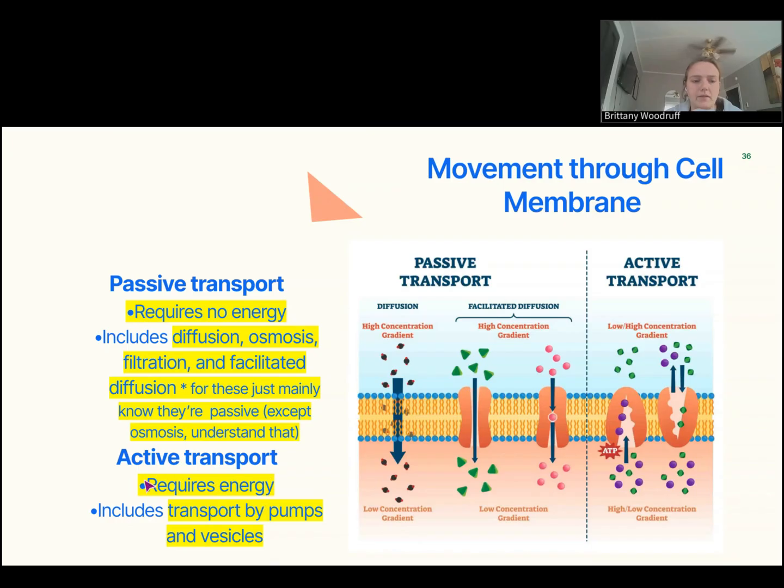When you are being active, you are using up energy. So it makes sense that active transport requires energy. Passive transport does not require energy. Passive transport is going to have 4 different types. You have diffusion, osmosis, filtration, and facilitated diffusion. 4 types. Active transport, you only have 2 types. You have pumps and vesicles.